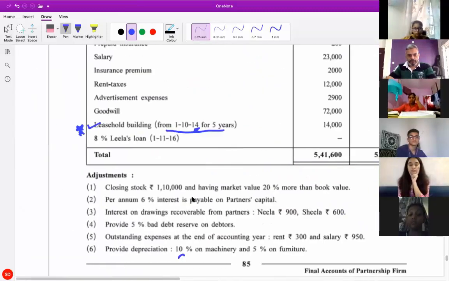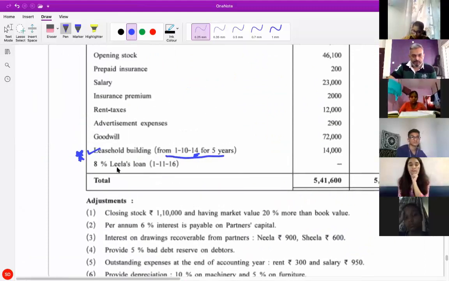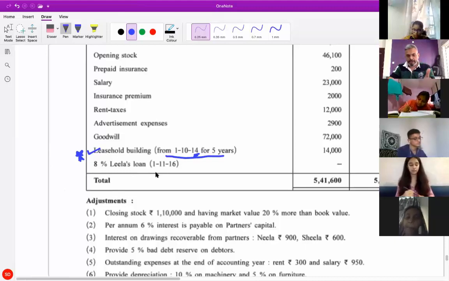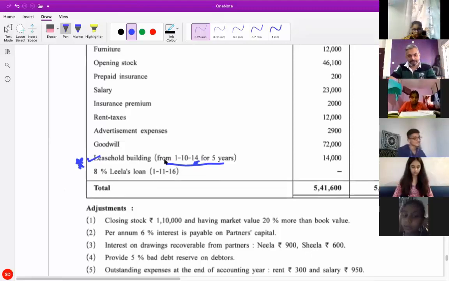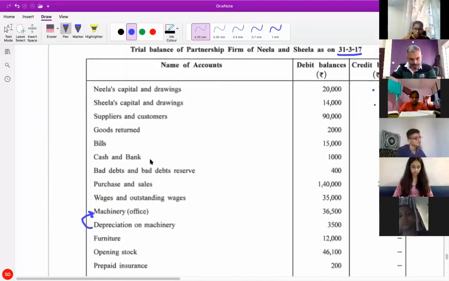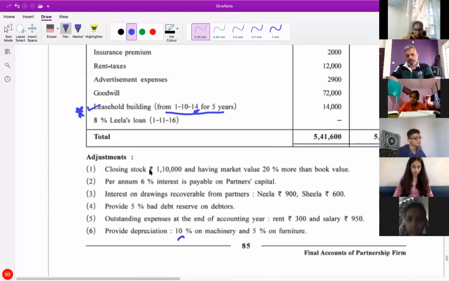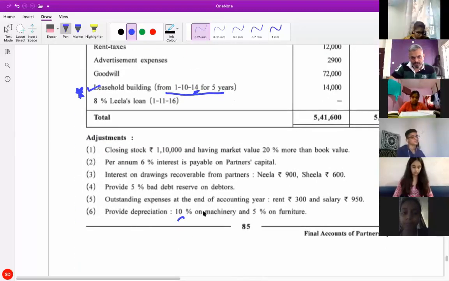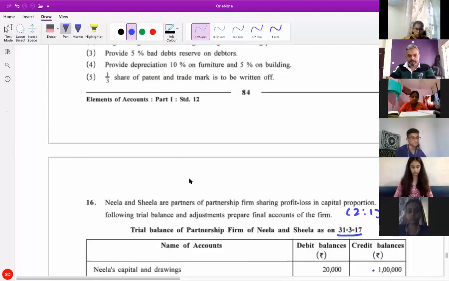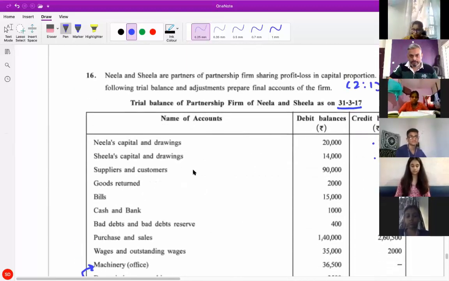Okay, let's go back to the sum. Now 8% Leela's loan. Now Leela is not a partner. ना वो नीला है ना वो शीला है, वो है लीला. तो यहाँ पे इसका अलग से तुम्हें इंटरेस्ट कैलकुलेट करना पड़ेगा. चेक करो कहीं पे भी इंटरेस्ट है, नहीं है, तो अलग से you have to calculate. I think rest all adjustment you will be able to do it. Understood this? Now 16 sum, will you be able to do this? Okay, great.